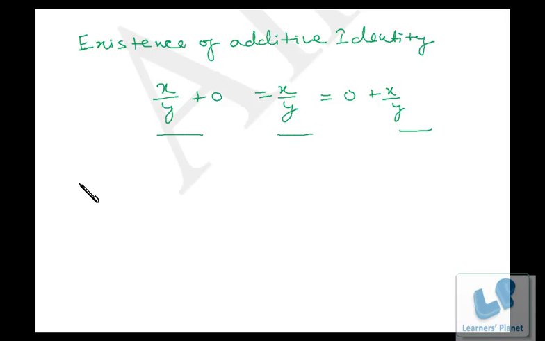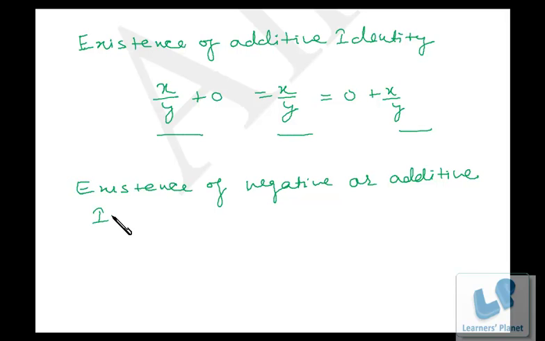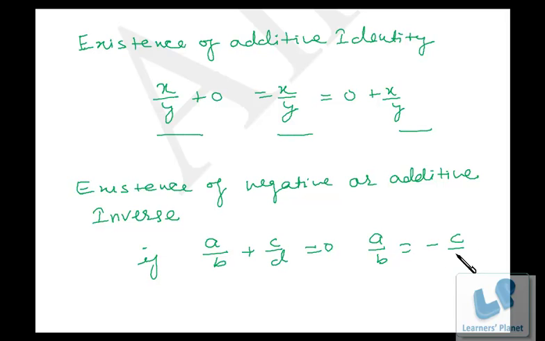Then we have existence of negative, or we can say additive inverse. Okay, existence of negative or additive inverse of a rational number, right? Suppose we have two rational numbers a by b and c by d. So if a by b plus c by d is 0, then we will call c by d the negative of a by b, right? That means a by b is equal to minus c by d.